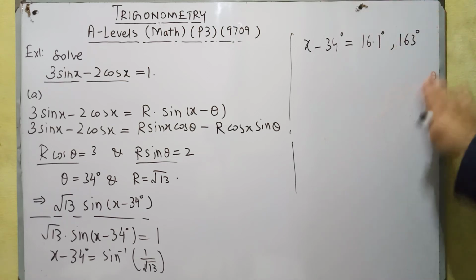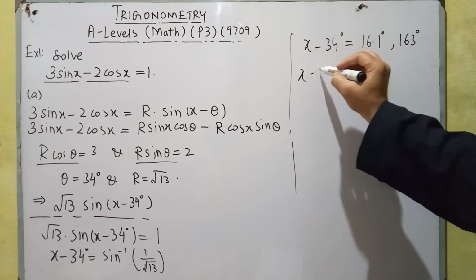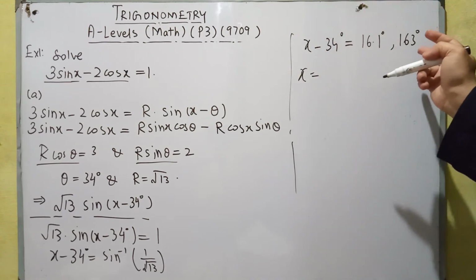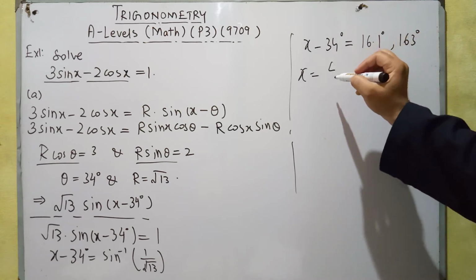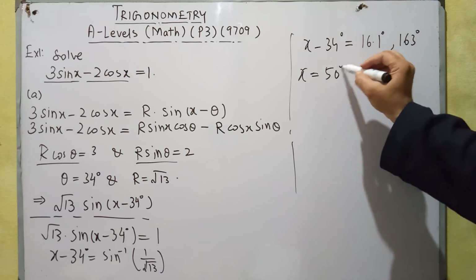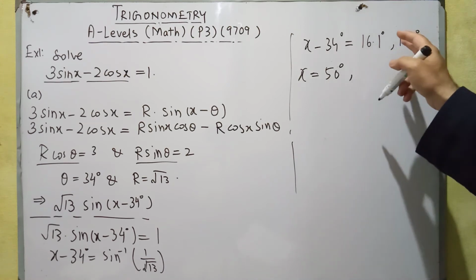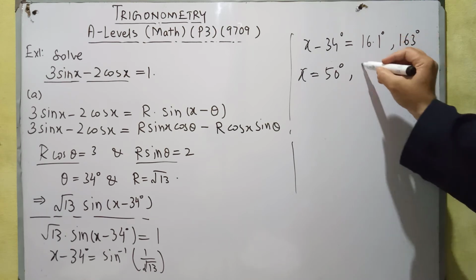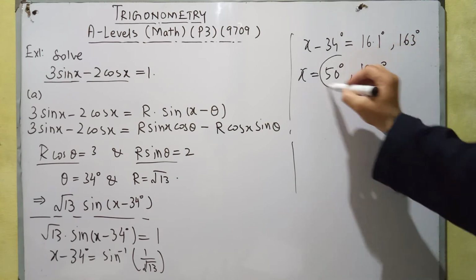So we are having these two angles, and this minus 34 will become positive if we take it over here. So finally we will have two angles, 16 plus 34, that will be equal to 50 degrees, and 163 plus 34, that will be equal to 197 degrees. So we have two answers.